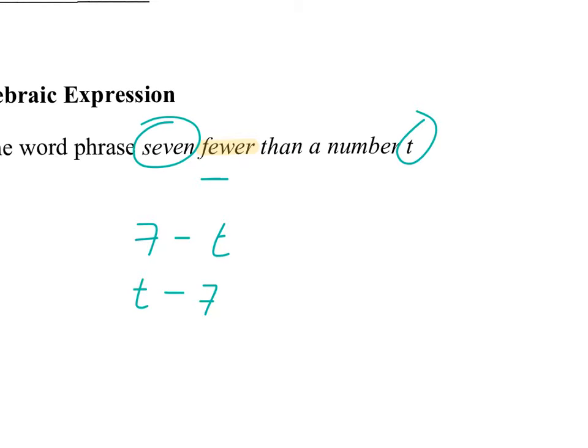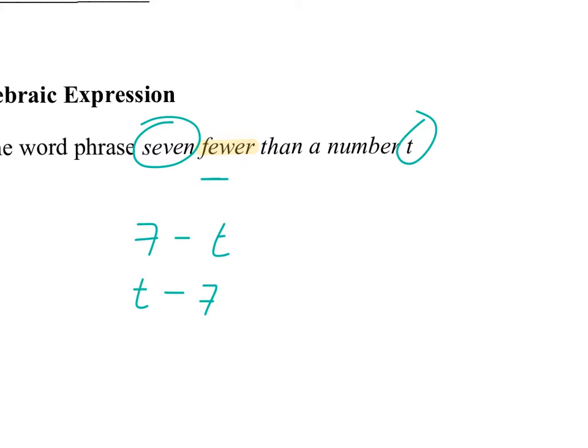If I put the number 1 in for t, 7 minus 1 is 6. 1 minus 7 is negative 6. Two different things. So read what is happening: 7 fewer than a number t.